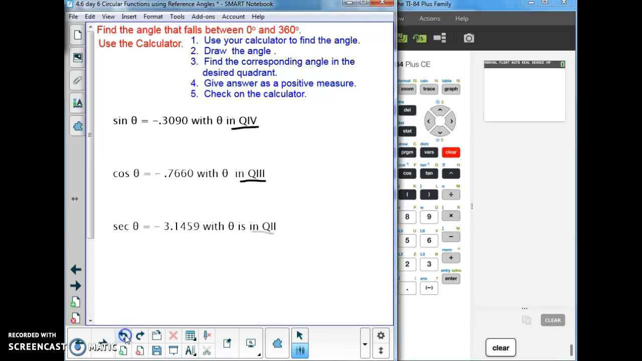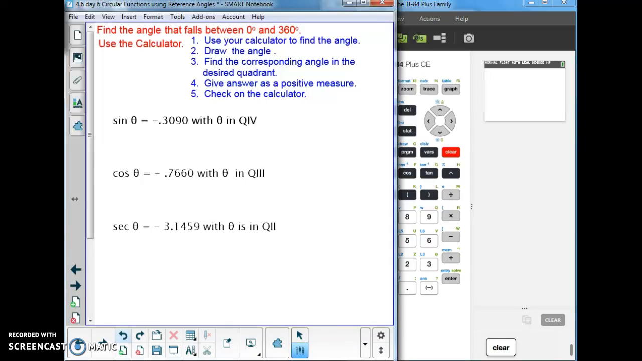The other thing I want you guys to keep in mind is that when we use our calculators, and I'll write this off to the side, we will disregard the negatives. So disregard the negative sign when you punch this into your calculator. That way we're always getting a reference angle that is less than 90. All right, so without further ado, let's go ahead and get the first one going.